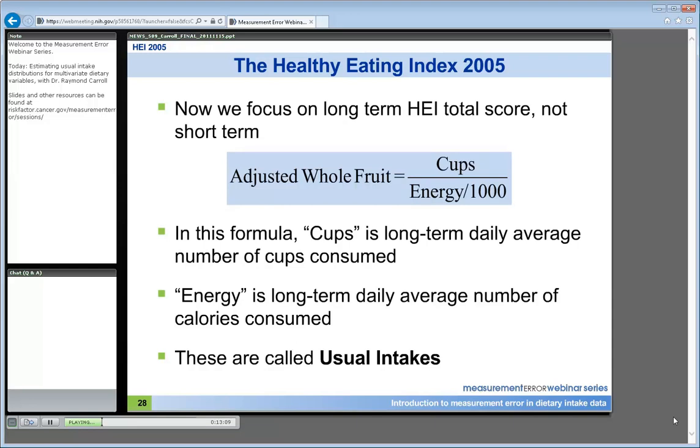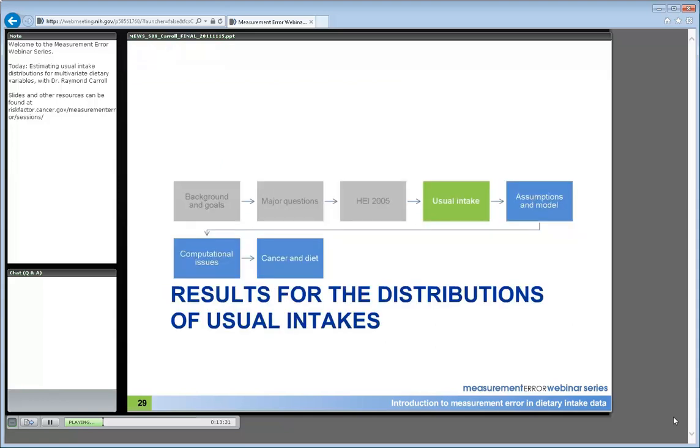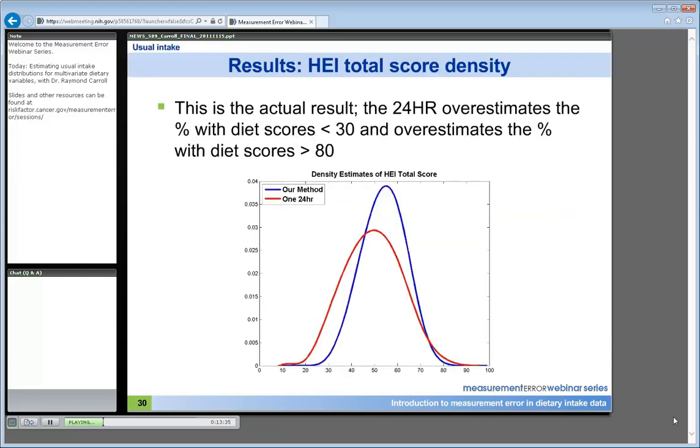I don't want to talk about short-term HEI total scores based on a single 24-hour recall. So the long-term adjusted whole fruit is going to be the long-term daily average number of cups of whole fruit consumed divided by the long-term daily average of kilocalories. And these are going to be my usual intakes, which will lead to the long-term HEI total score. So that's the HEI total score.